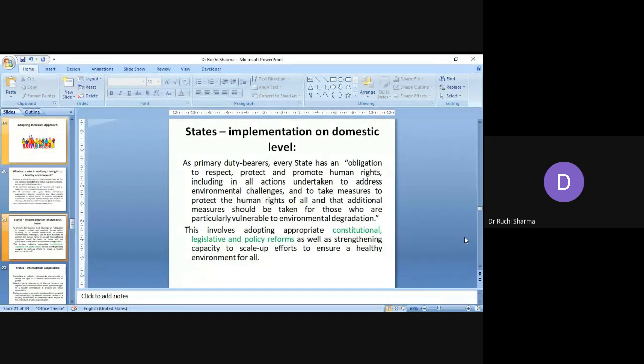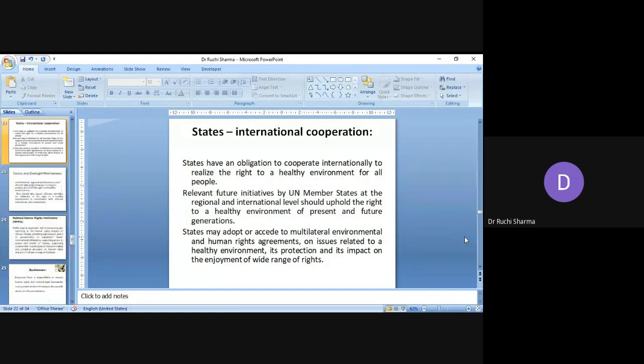So the states, or the political government, has a major role to play. It implements rules and regulations at the domestic level, and it involves adopting appropriate constitutional, legislative, and policy reforms.